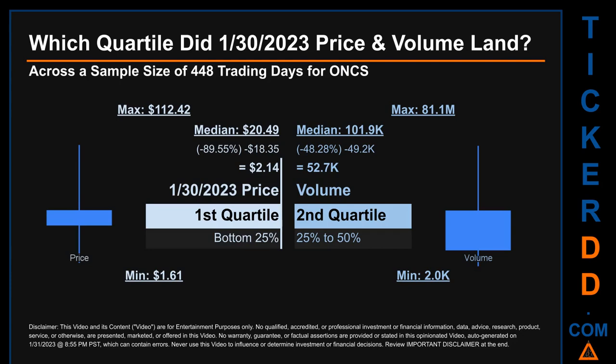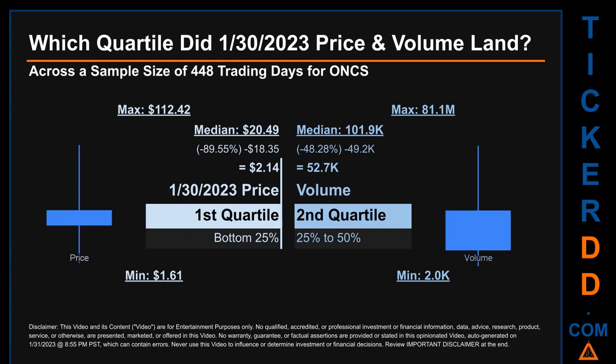Which quartile did January 30th, 2023 price and volume land? Across a sample size of 448 trading days, the maximum end-of-day price for ONCS was $112.42, while the minimum was $1.61. Within that price range, January 30th, 2023 price of $2.14 landed within the first quartile, meaning it was within the bottom 25% of all sampled end-of-day prices.